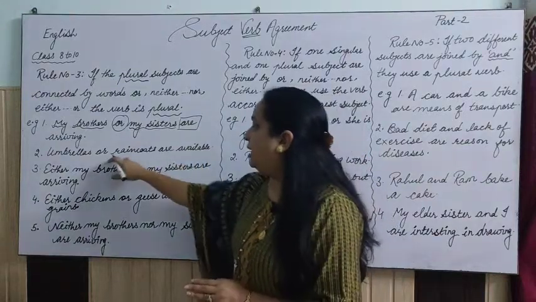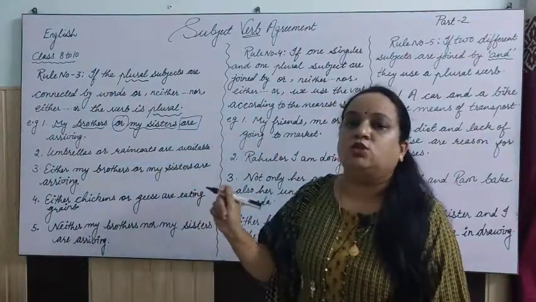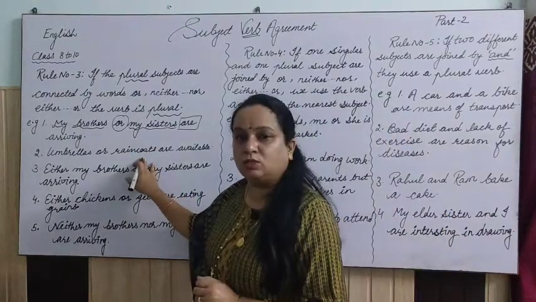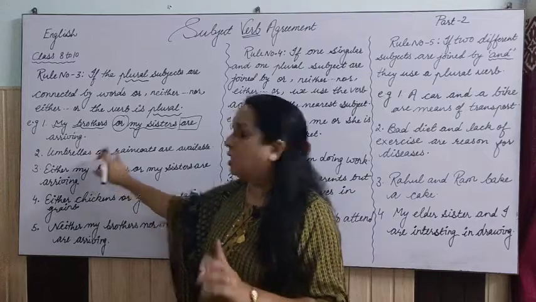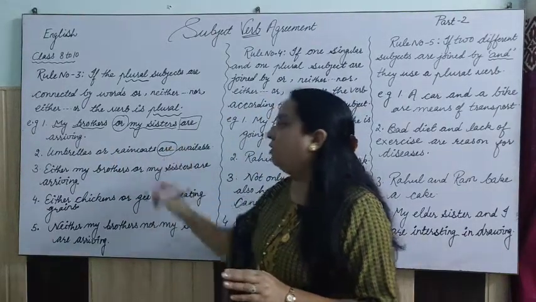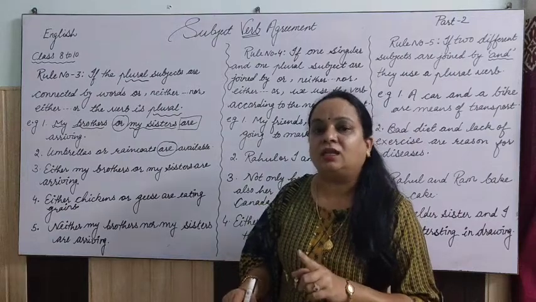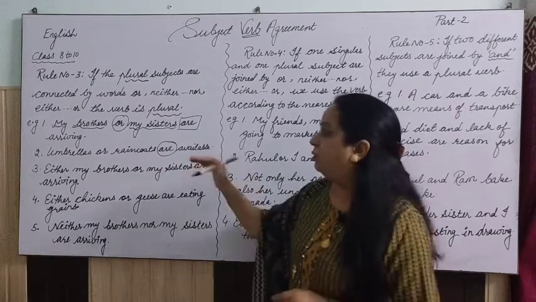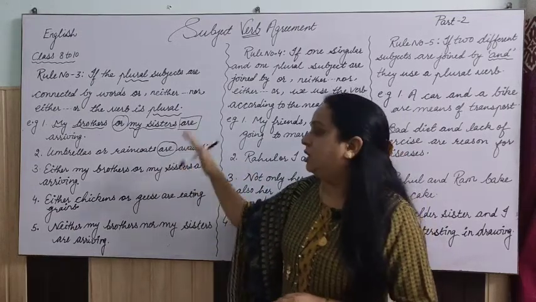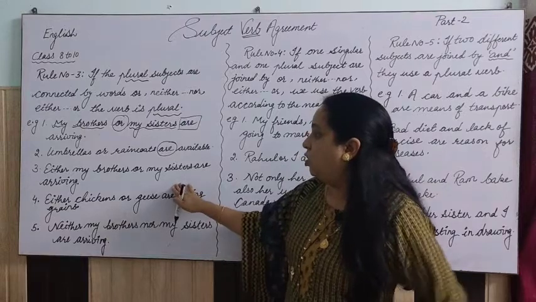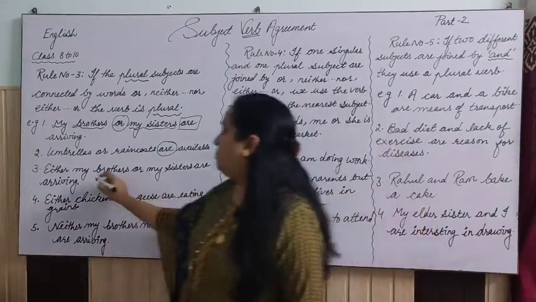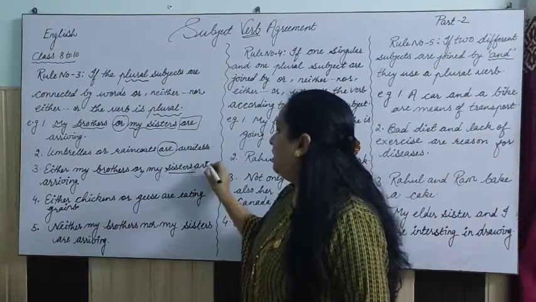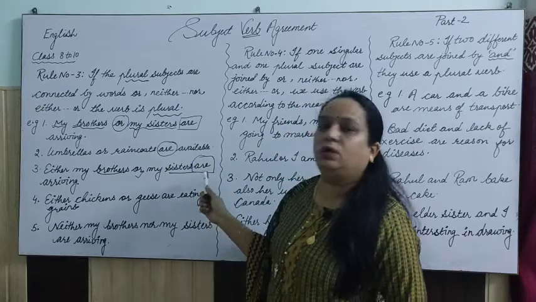Next, see, umbrellas or raincoats are available. Umbrellas is a plural subject, raincoats is a plural subject once again, attached with or, and then we have to use are with that, because umbrellas or raincoats is given to you and both are plural. With plural we have to use a plural verb, right? Next one is either my brothers or my sisters. So here my brothers or my sisters, attached with or. So we have to use what here? We have to use a plural verb, that is what?